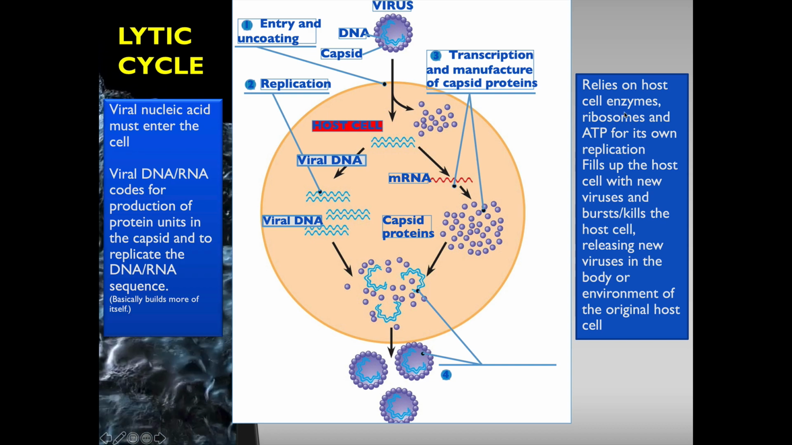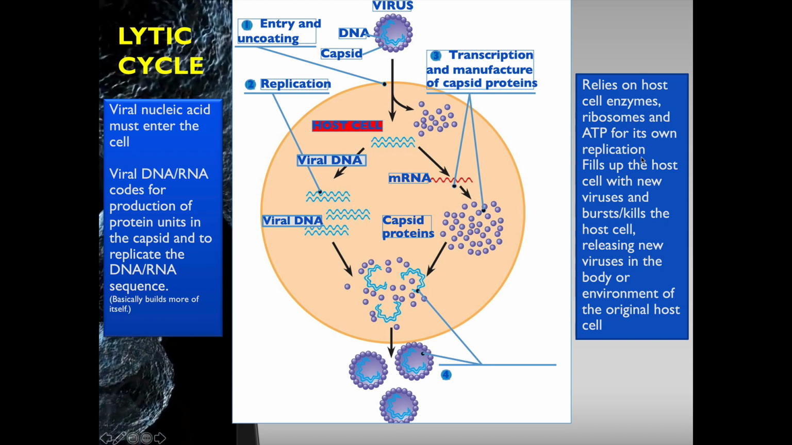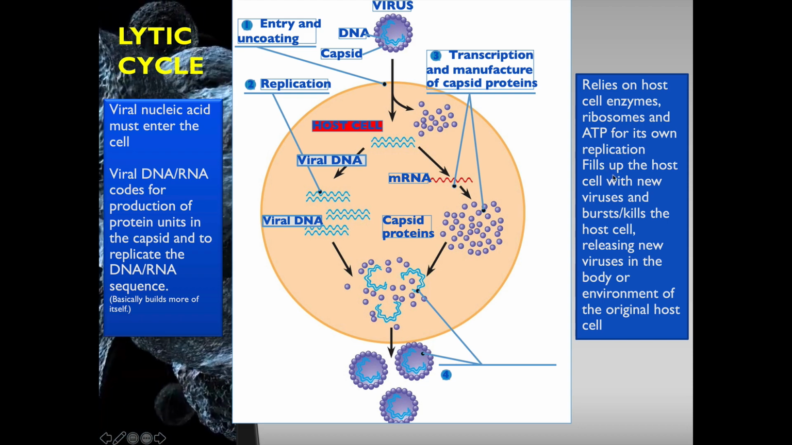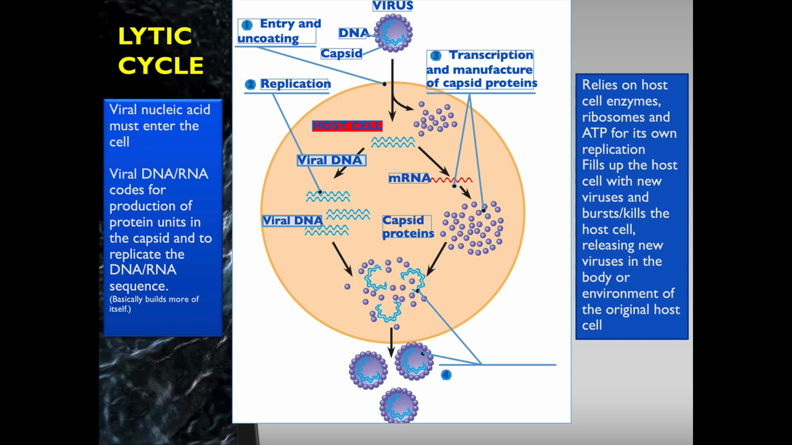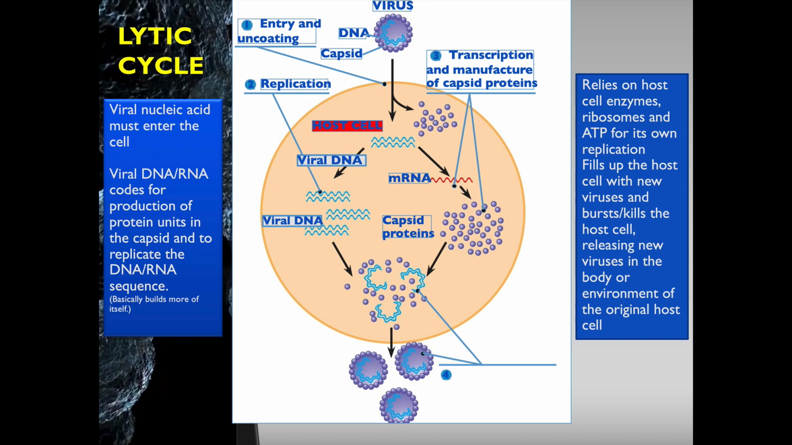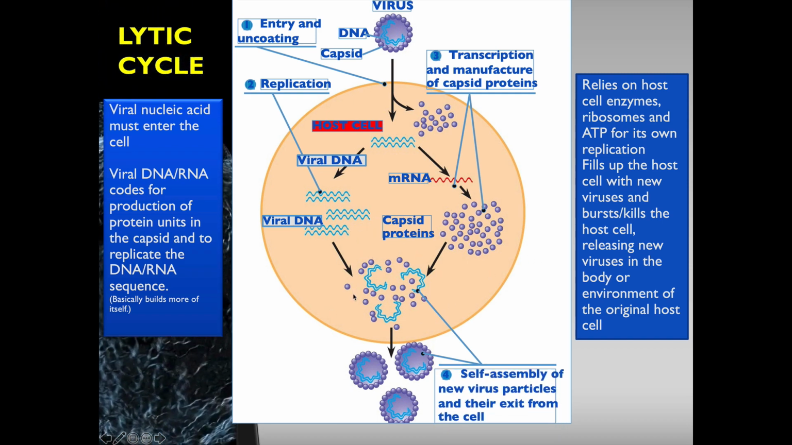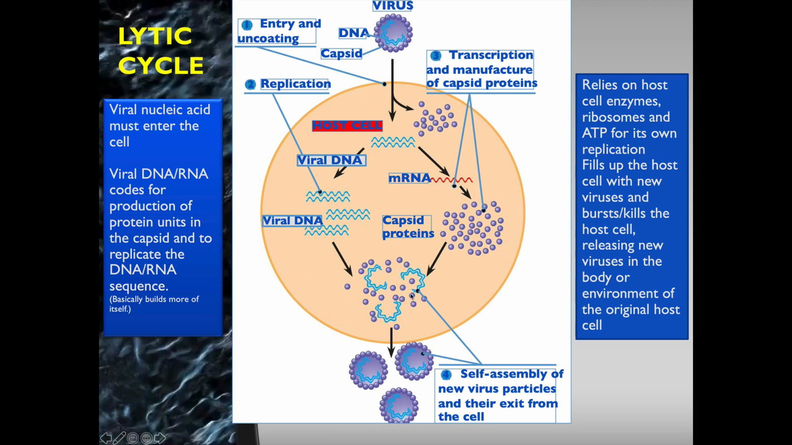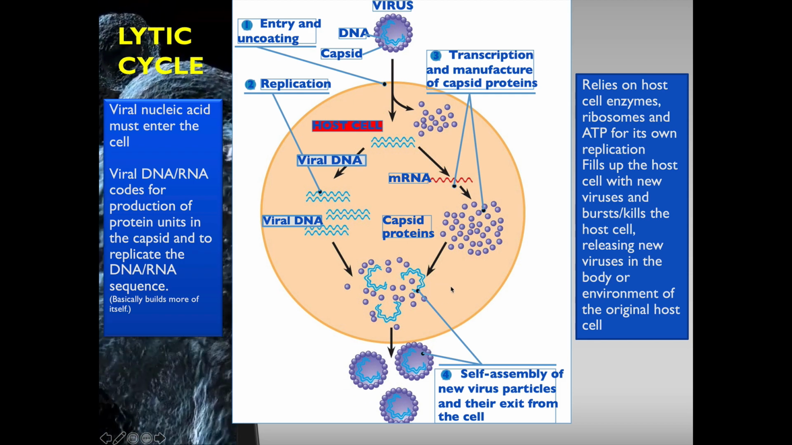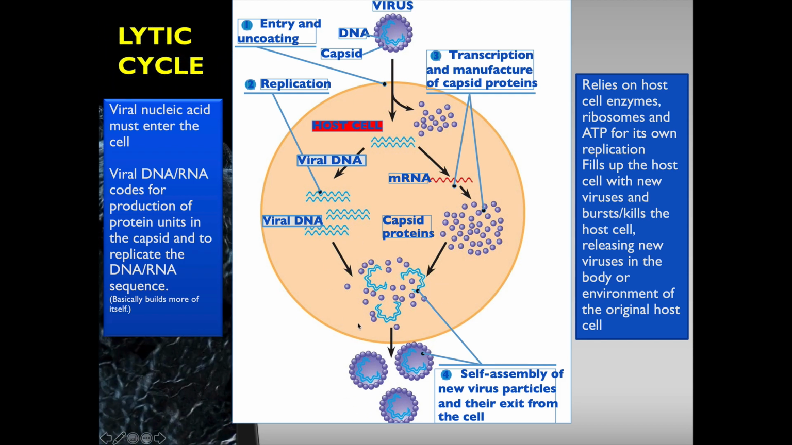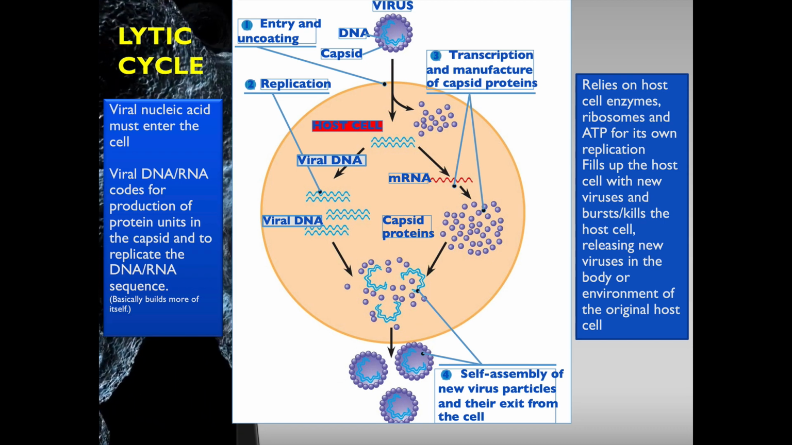This is going to rely on the cell's own enzymes, its own ribosomes, and ATP for its own replication. By doing this, it's going to fill up the host cell with new viruses and eventually burst or kill the host cell, releasing new viruses in the body or environment of the original host cell. By the time these new viruses self-assemble within the host cell, there'll be so many of them inside that often this cell will burst and release all of those new viral particles. Sometimes they'll also be released more slowly through exocytosis.